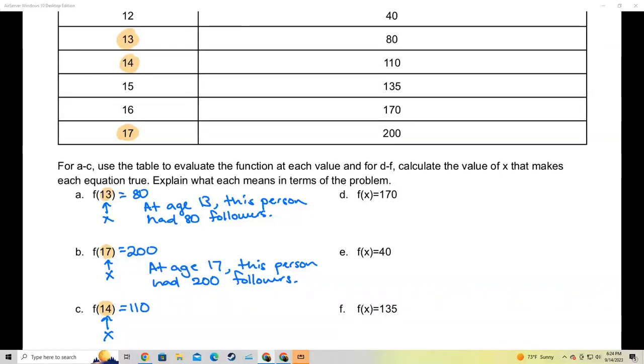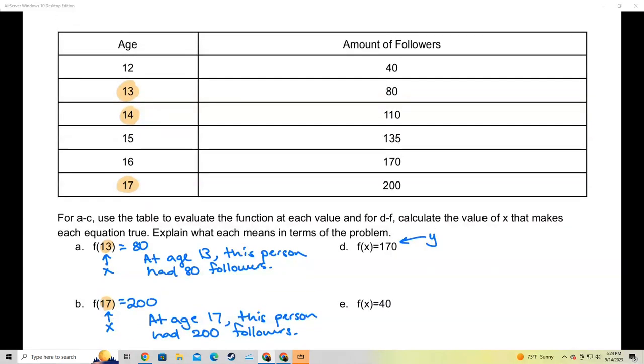All right, let's take a look at letter D. Letter D is a little bit different. This time they do not give you the number inside the parentheses. They give you the number on the outside. That means this 170 is actually my y value or my output. Since it's my y, I'm going to highlight it in a different color, in pink. And it's this number right here. What does the 170 match up with? The 170 matches up with the number 16. So when my y is 170, my x must be 16.